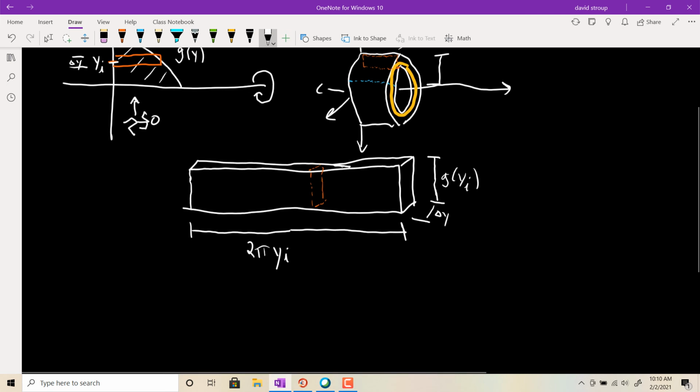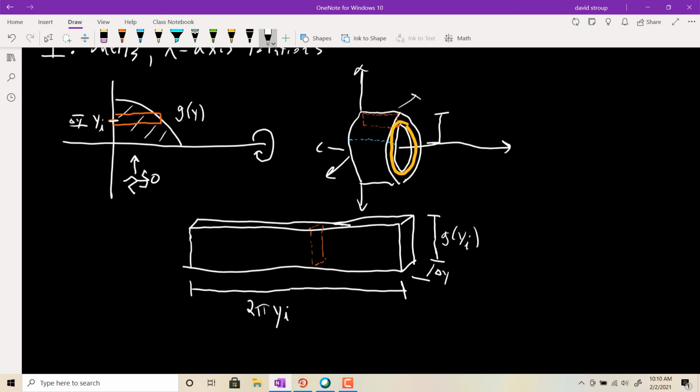And then if you just multiply those three together, you get the volume of that particular shell, right? So the volume of this thing is going to be 2 pi y sub i, g of y sub i, times change in y.